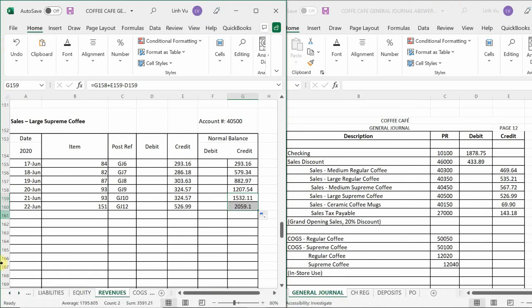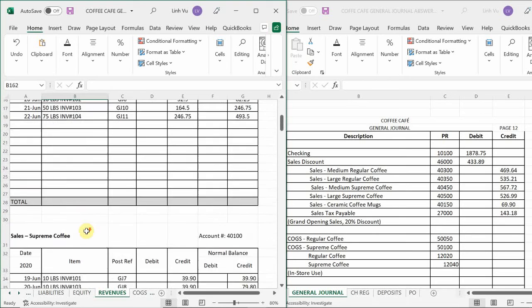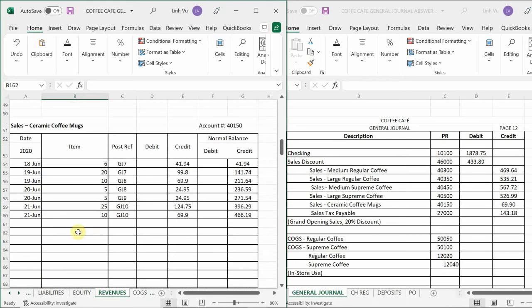We got ceramic coffee mugs. How many did we sell there? We sold 10 for 69.90. So my total sales here is 536.09. Good.